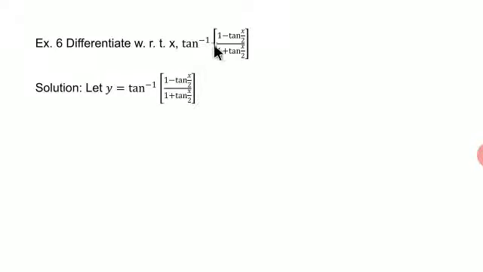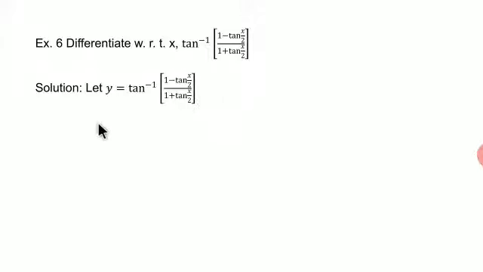Now next, example number 6. Differentiate with respect to x tan inverse of 1 minus tan x upon 2 divided by 1 plus tan x upon 2. Let us denote the given function as y. Now here, to use the formula for tan of a minus b, we put the value of 1 as tan pi by 4. And in the denominator we can write this tan x upon 2 as 1 into tan x upon 2.